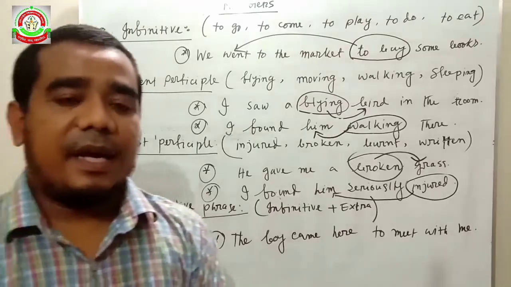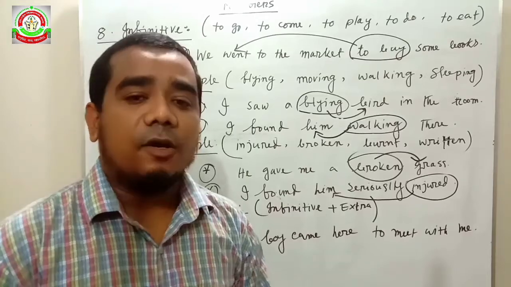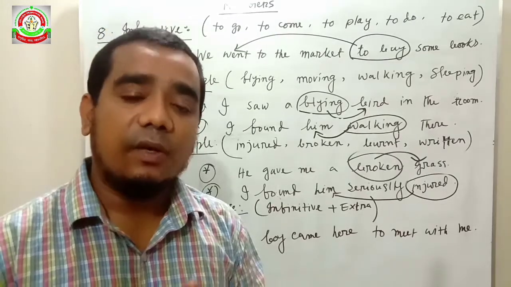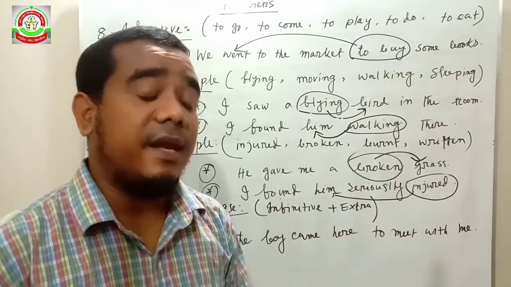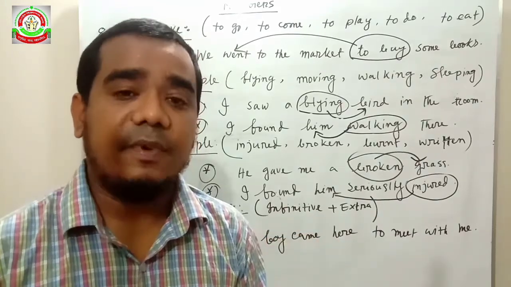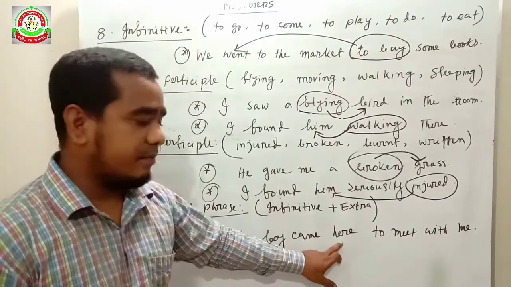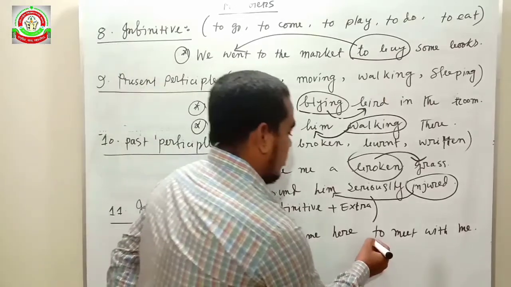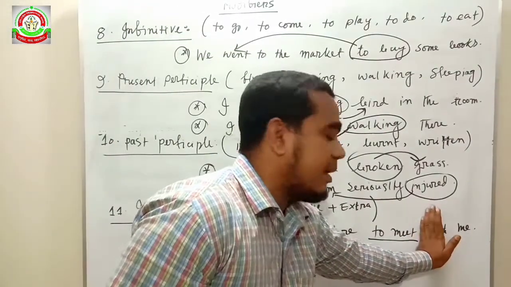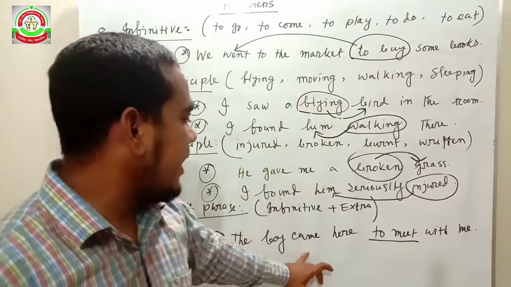When we need an extra word with the infinitive for the meaning of the sentence, for the complete sense of the sentence, then we use extra words with the infinitive, and these two or three or more words will be called the infinitive phrase. Look at the sentence. The boy came here to meet. To meet is an infinitive, but to meet cannot express the complete sense of the sentence.